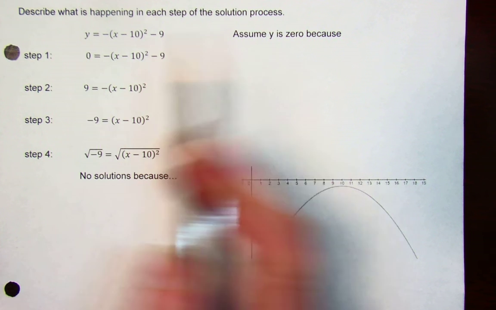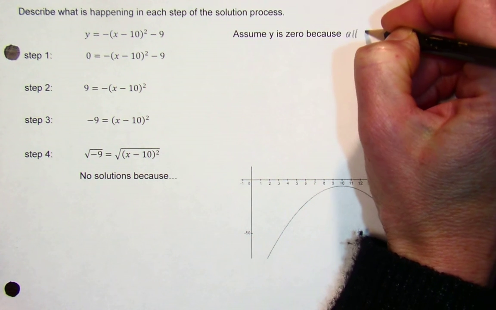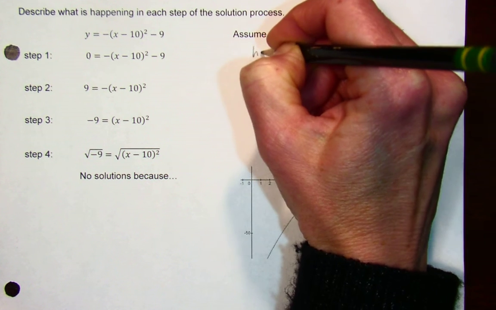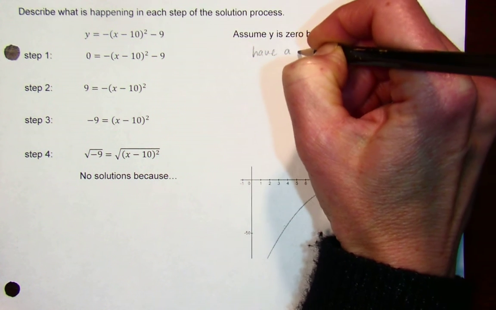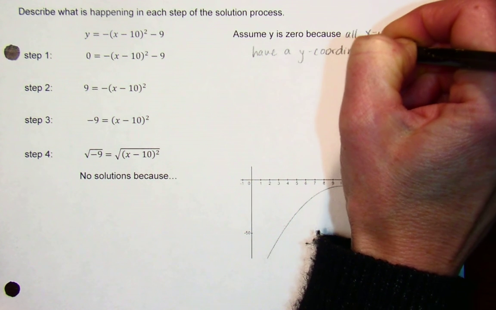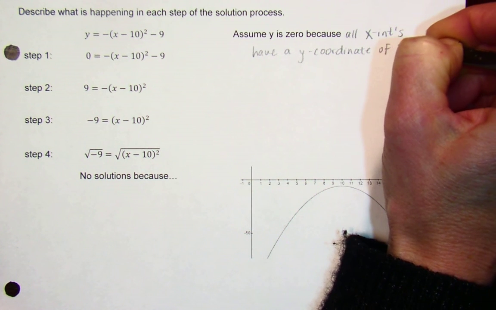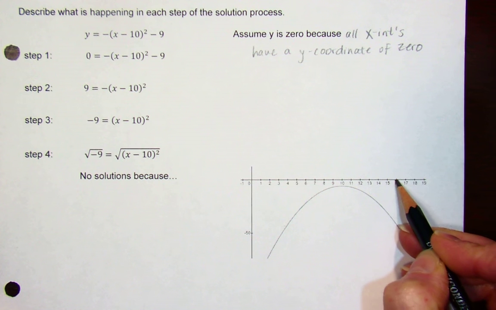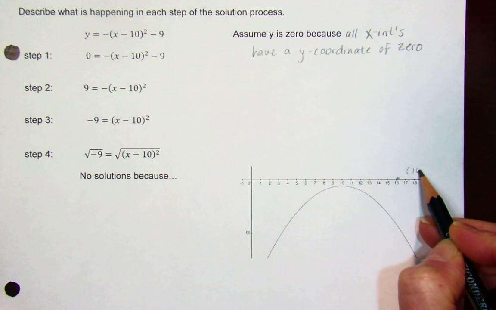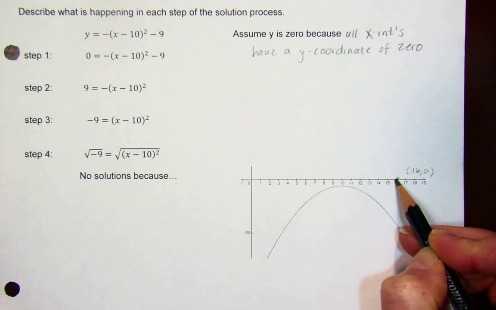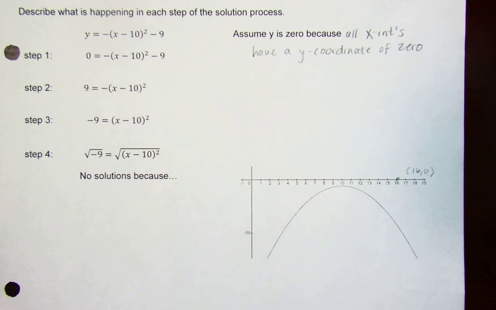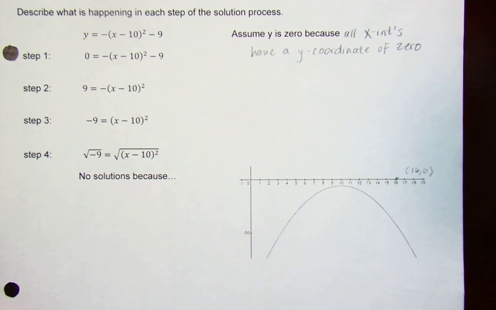Why would we do that? Because all x-intercepts have a y-coordinate of 0. Whenever you touch the x-axis, like if I put a point here, that would be 16, 0. It's sitting on the x-axis. I'm not going up or down. The y value is 0. Now let's solve this now that we know why we're assuming that y is 0.